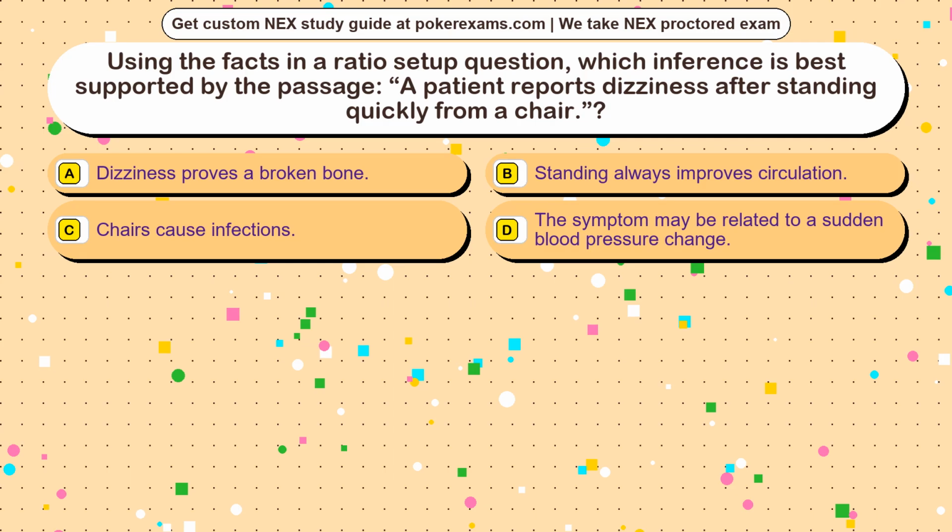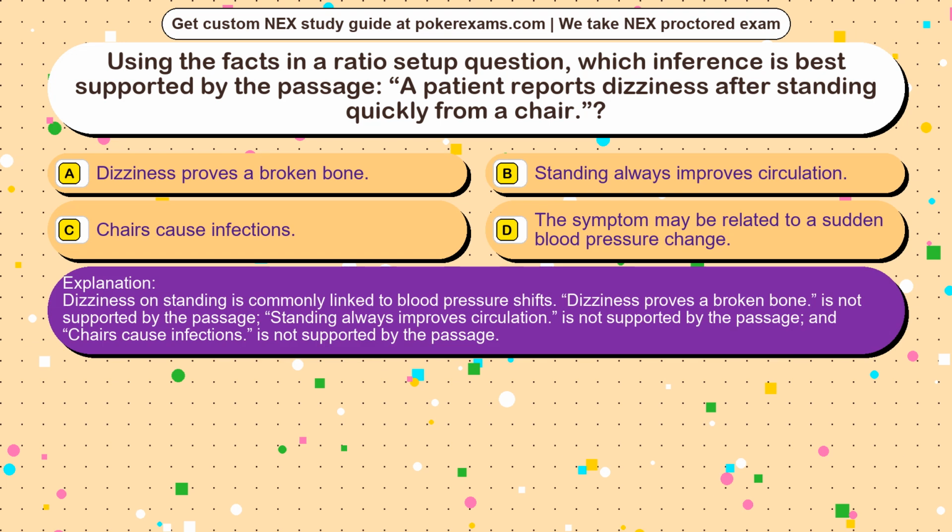The correct answer is option. Dizziness on standing is commonly linked to blood pressure shifts. Dizziness proves a broken bone is not supported by the passage. Standing always improves circulation is not supported by the passage, and chairs cause infections is not supported by the passage.